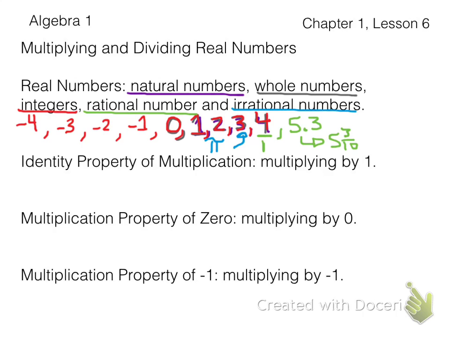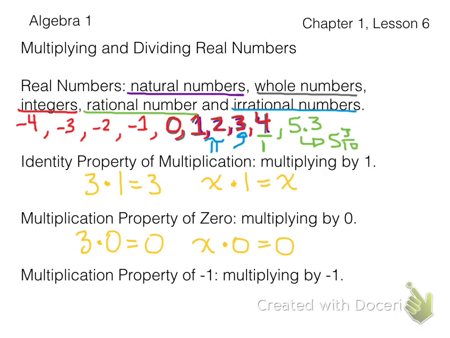Alright, next up we have the identity property of multiplication. It just means whenever you multiply something by 1, it stays the same. So 3 times 1 is 3, x times 1 is x. Yes, there is a property for that. Silly but true, but just wait till we get to the next two. The multiplication property of 0 says anything multiplied by 0 is 0. X times 0 is 0, 3 times 0 is 0.